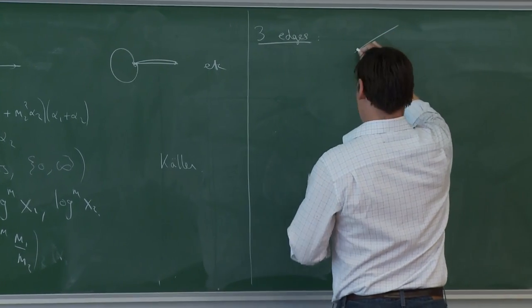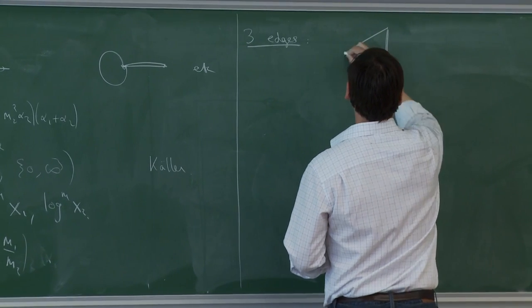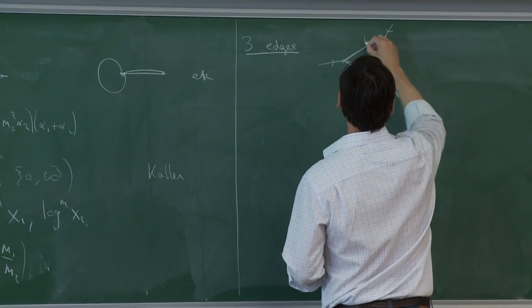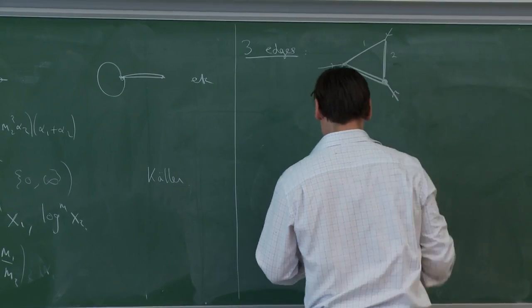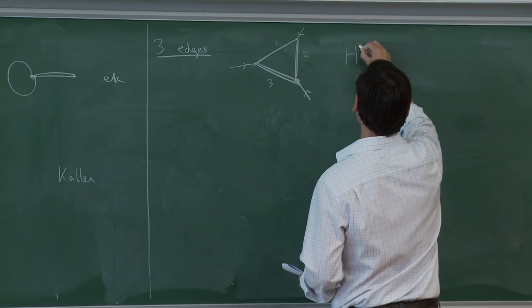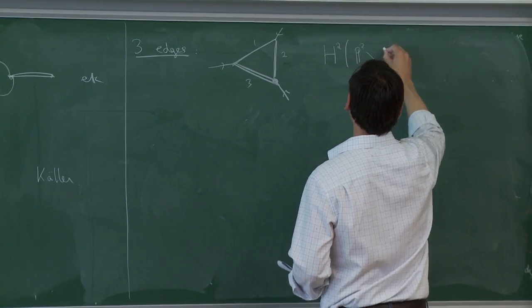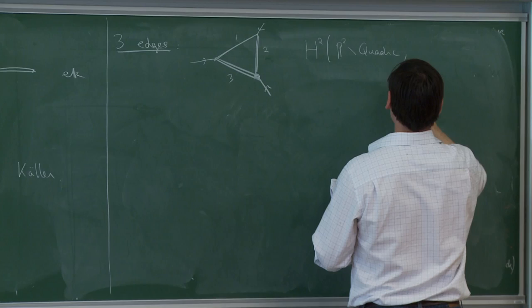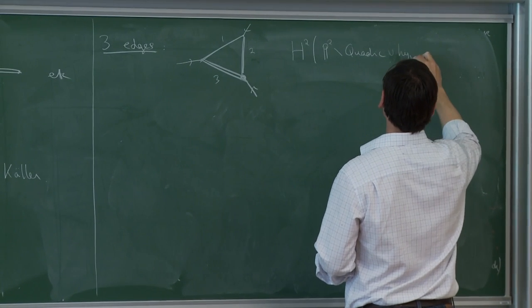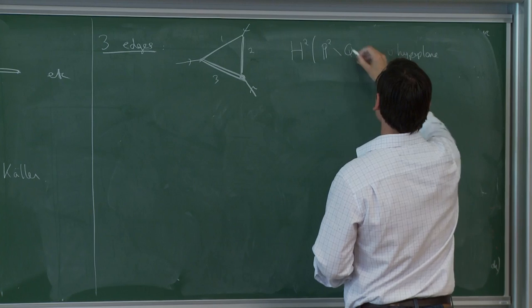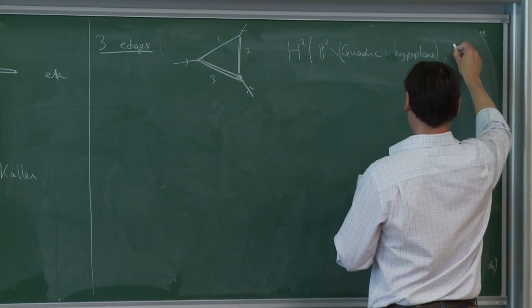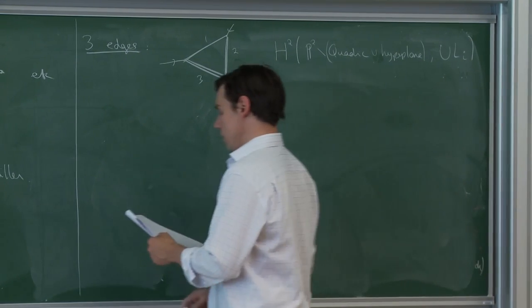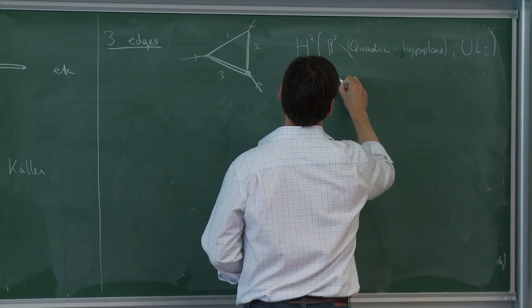And let's look at the triangle graph with masses everywhere. One, two, three. And now we look at the motive. It's just H2 of P2 minus a quadric, maybe quadric union hyperplane, actually, relative to, in the generic case, there'll be nothing to blow up. It'll be relative to the coordinate hyperplanes. And in any case, it's clear to see that this is mixed Tate.